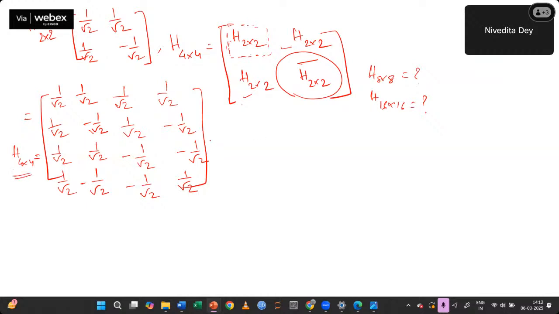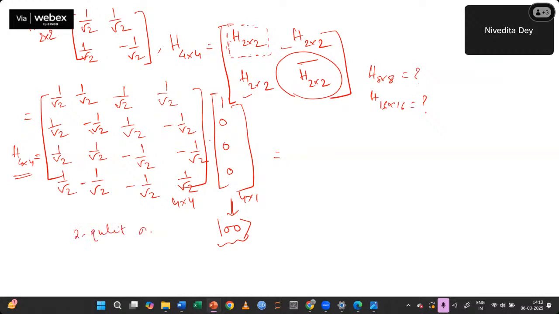Okay. So say for example, you have this, and I am applying this thing on, say, gate 0, 0, which is nothing but this thing. So this is a 4 cross 4 matrix, and this is a 4 cross 1 matrix. And what does it correspond to? It corresponds to gate 0, 0, which is a 2 qubit quantum state, or also known as a pure state, and it is its corresponding column vector representation.